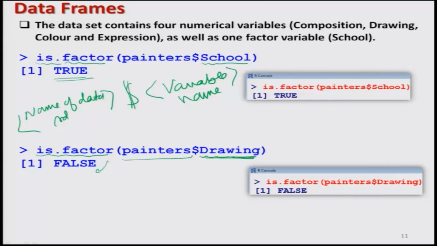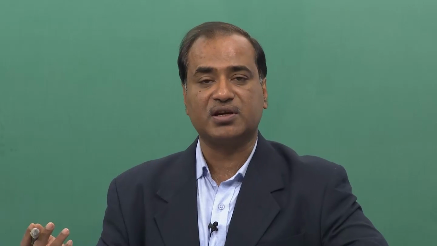I am simply trying to show you that if you have a huge data set, then without looking into the data set you can extract all this information just by using different types of commands. Earlier I had tried to extract the names of the rows from this data set.